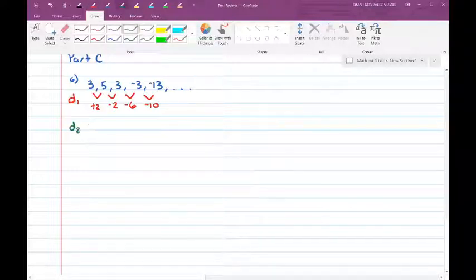So I'm looking at my second difference. From positive 2 to negative 2 is? From negative 2 to negative 6 is? And from negative 6 to negative 10 is? Negative 4. Yeah.